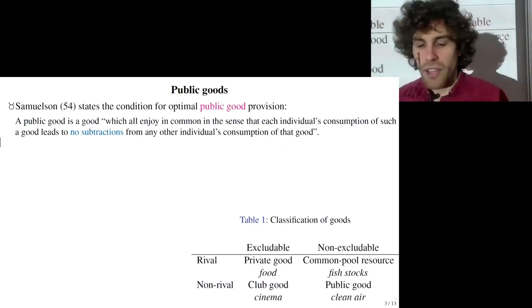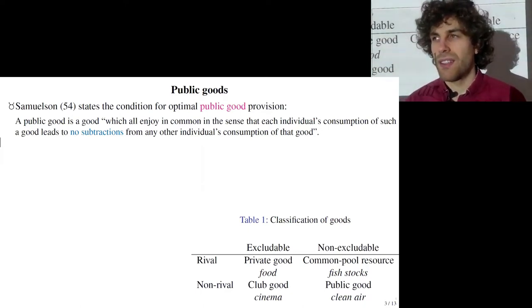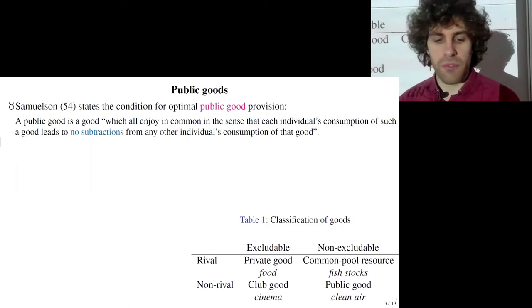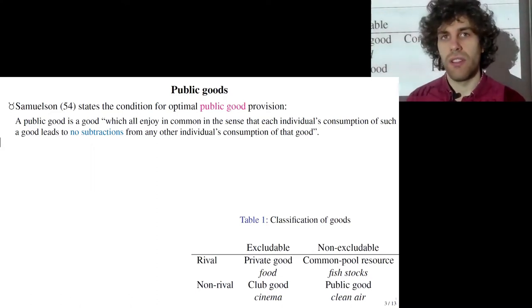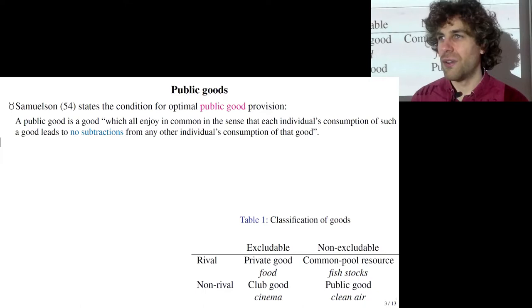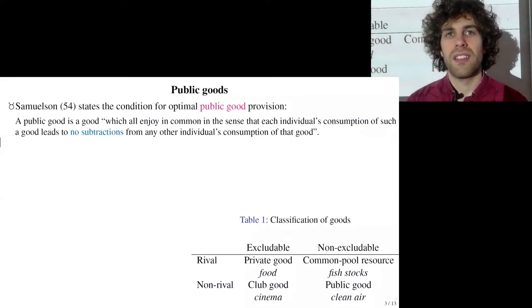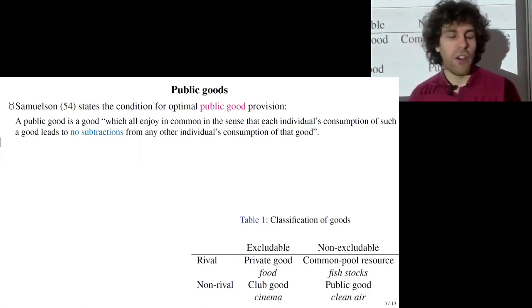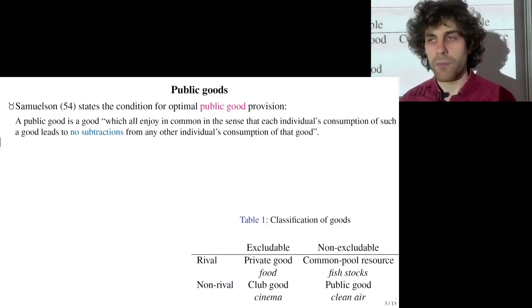Before going forward, can you think of other examples of public goods? I recall, a public good is a good which all enjoy in common, in the sense that each individual's consumption of such a good leads to no subtraction from any other individual's consumption of that good. No idea? Yes? Well, I guess at this time you could see testing for COVID, because others are benefiting from it. You said testing for COVID, actually herd immunity would be a public good, because we all enjoy herd immunity, and yeah, it's non-rival.